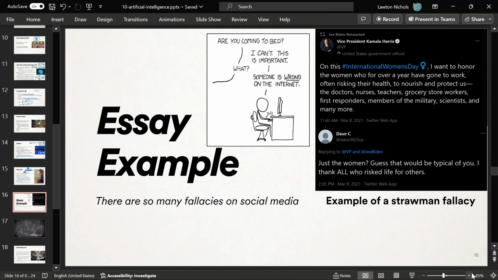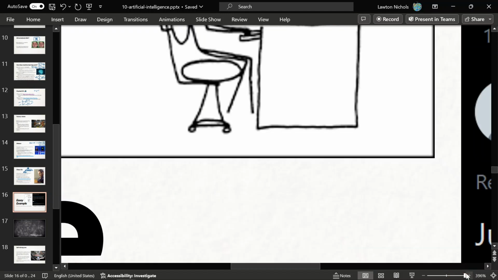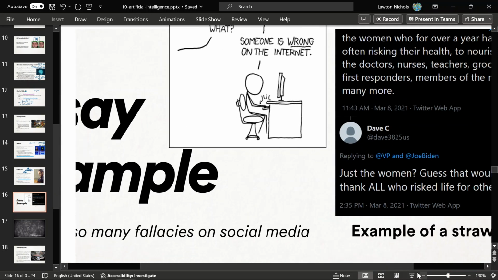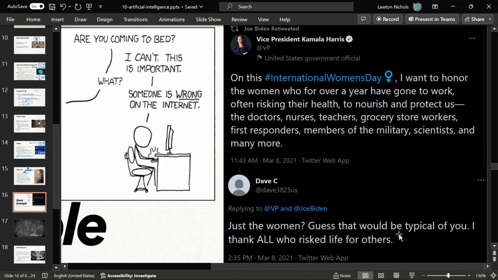Here's an example of a straw man fallacy. This is kind of what you would do in your essay. So here's an example. Let's see here. Around this time, it was just International Women's Day recently again, right? So back in 2021, the vice president sent out this tweet on International Women's Day. I want to honor the women who for over a year have gone to work, often risking their health to nourish and protect us, etc., just celebrating International Women's Day, right?